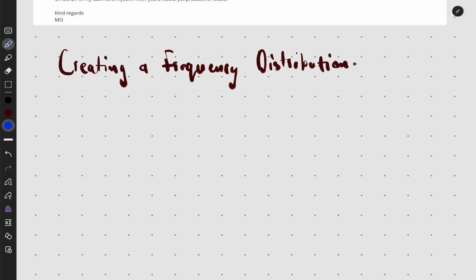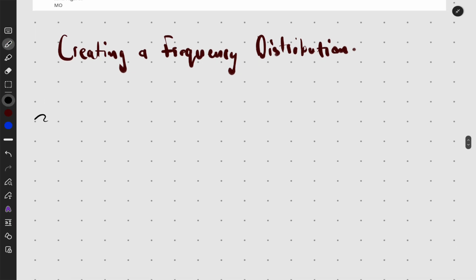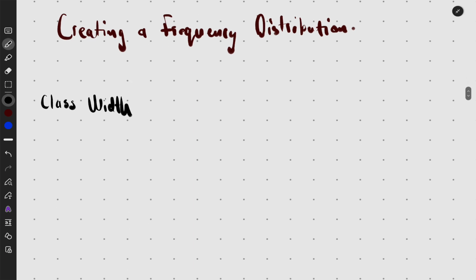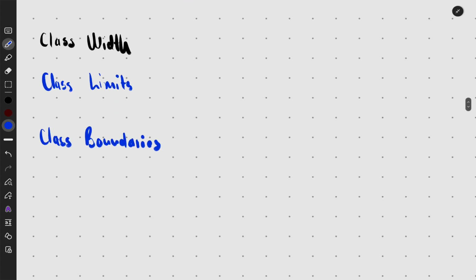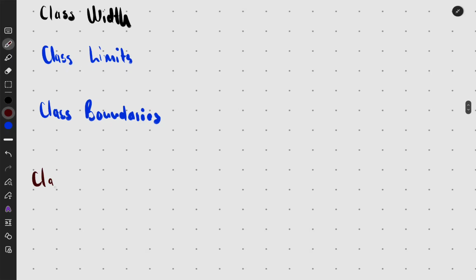Let me put the words that we would have learned. We have 4 words that have class in them. You should be able to get the class width, okay? You should be able to get the class limits. You should be able to get the class boundaries, and know what that means. And finally, be able to get the class mark, which is just the midpoint. So we have these 4 class whatevers to do.